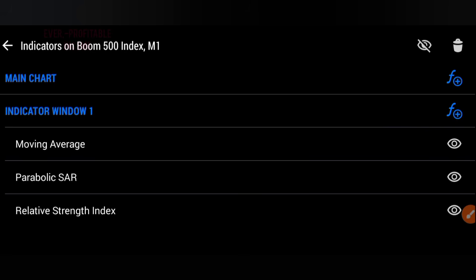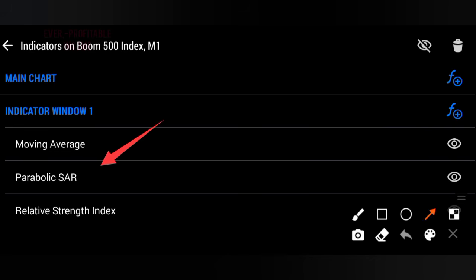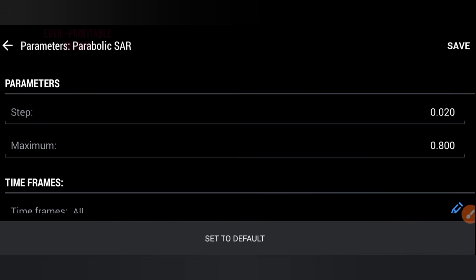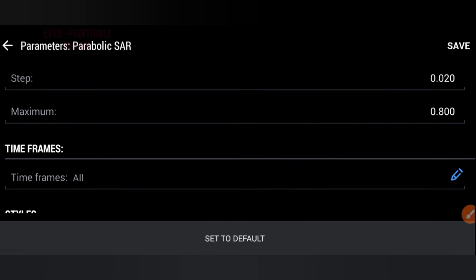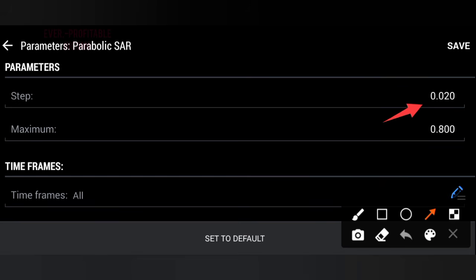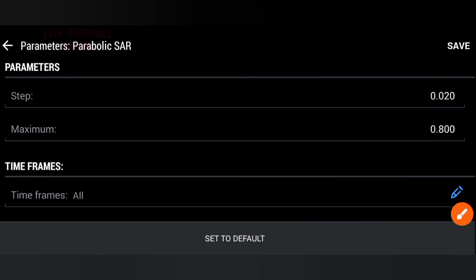Then our second indicator right here is the parabolic SAR, and let's check out the settings. The parabolic SAR has its parameters: the step is 0.020. Can you see that? 0.020. And the maximum is 0.800. Take note of that, 0.800. So those are just the settings.